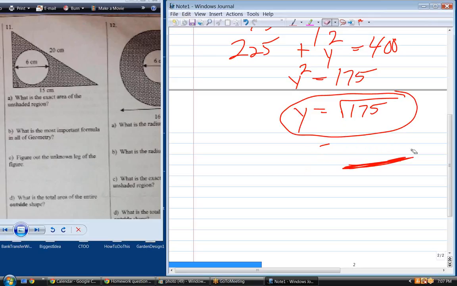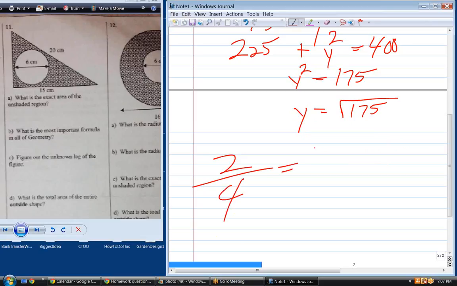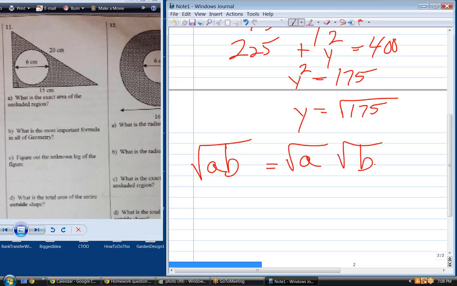There's only one problem with that answer. It's not simplified. It needs to be simplified. It's like giving this as an answer instead of that. You never want to give an unsimplified answer. So let's talk about how we simplify this. There's a rule in algebra that says if you take the square root of the product of two numbers, it's the same as taking the square root of one times the square root of the other. Okay? So we're going to use this principle to simplify the square root of 175.